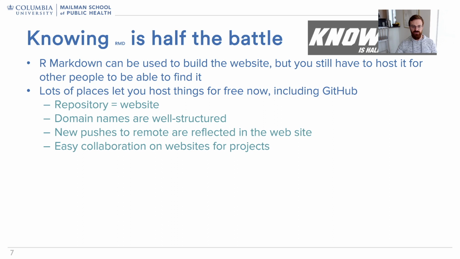The domain names are well structured, and what I mean by that is as long as you're naming your repositories useful things and you remember what your GitHub username is, it's going to be reasonably clear what the web page that goes along with a particular repo is. So instead of google.com, you go to github.io/repo name, and you're at the website that you need, right? So that's all really great.